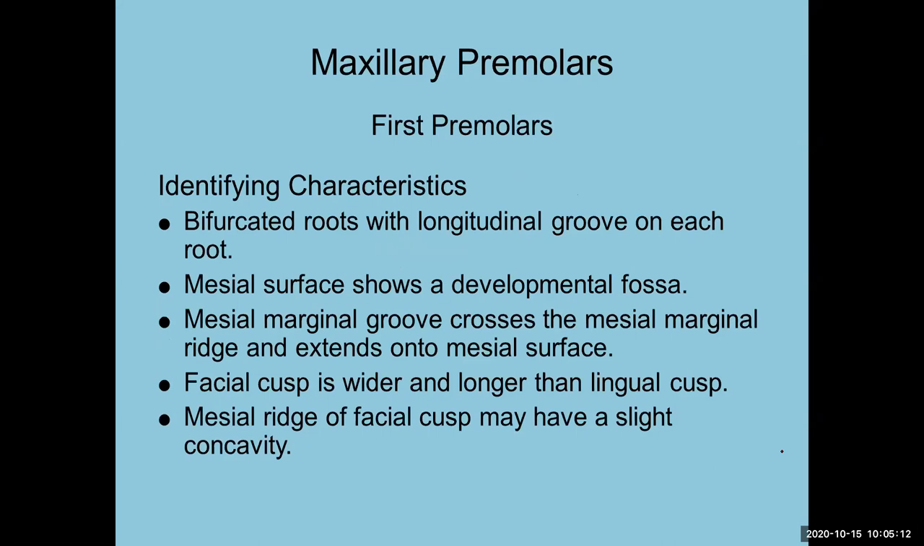You usually have bifurcated roots with a longitudinal groove separating them. The mesial surface shows a developmental fossa. The mesial marginal groove crosses the mesial marginal ridge and extends onto the mesial surface. The facial cusp is wider and longer than the lingual cusp, and the mesial ridge of the facial cusp may have a slight concavity. So aside from this bottom one, I don't expect you to know that, but the first 1, 2, 3, 4 are all identifying characteristics of a maxillary first premolar.